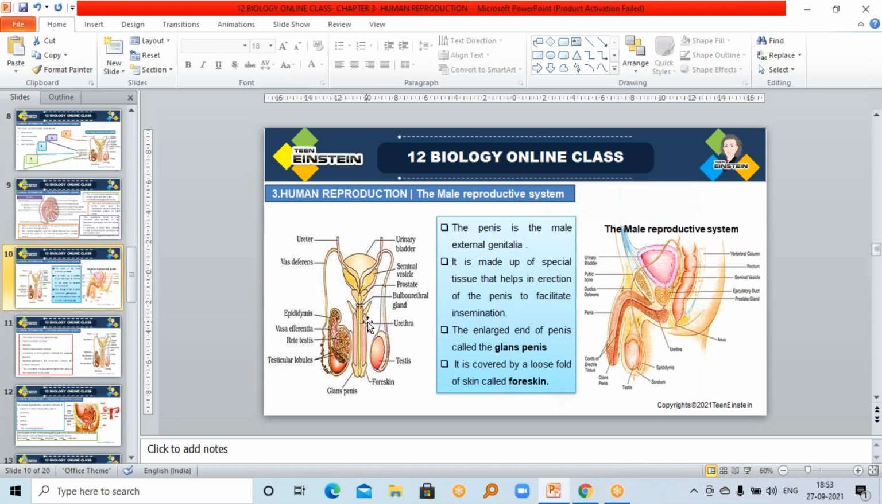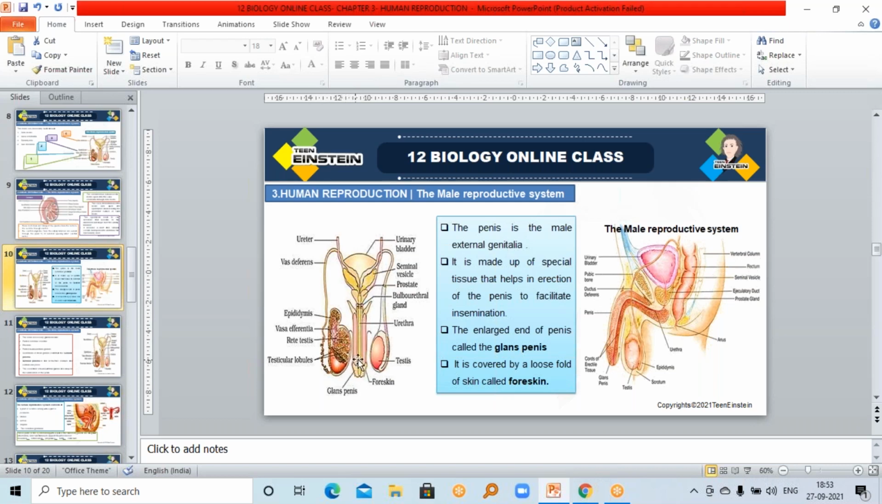Ejaculatory duct, what is the function? They'll store the sperm and they'll transport the sperm from the testis to outside. How will it reach outside? Through the urethra. Through the urethra, it will reach outside.